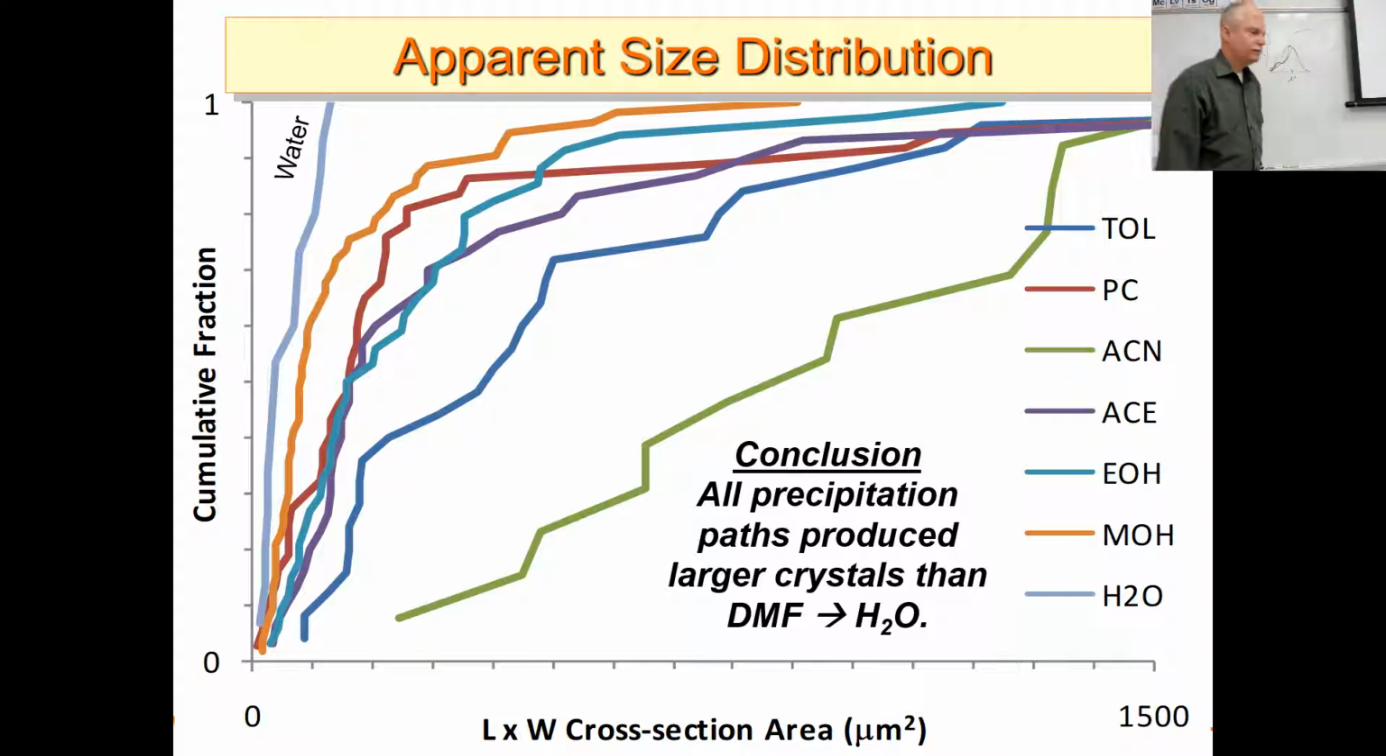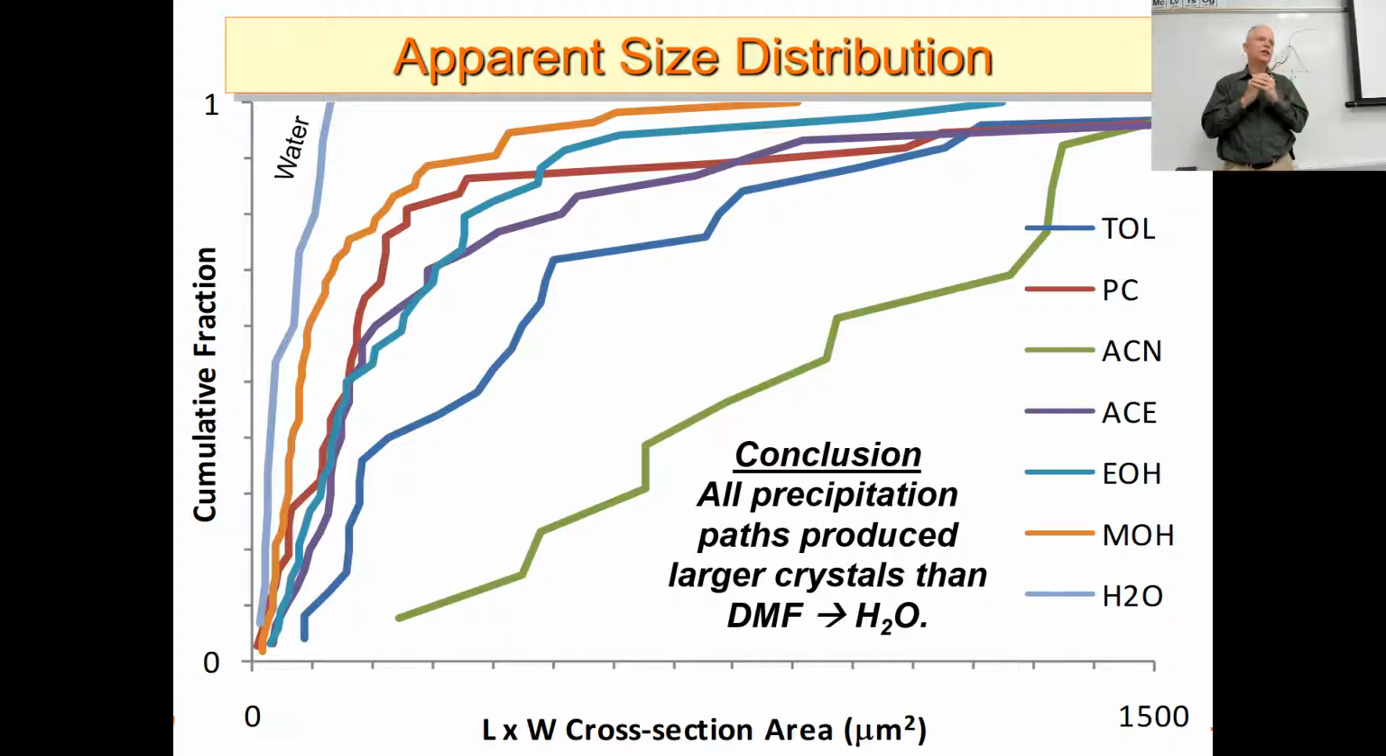Now, the precipitation paths, some general conclusions. They all produce larger crystals than the DMF and water. I need clarification. When you say larger crystals, are you simply saying the area, or are you saying the length to width ratio? The area. So whether it's long and skinny or gravel, the area was larger for all of these than the areas I got from straight to water.